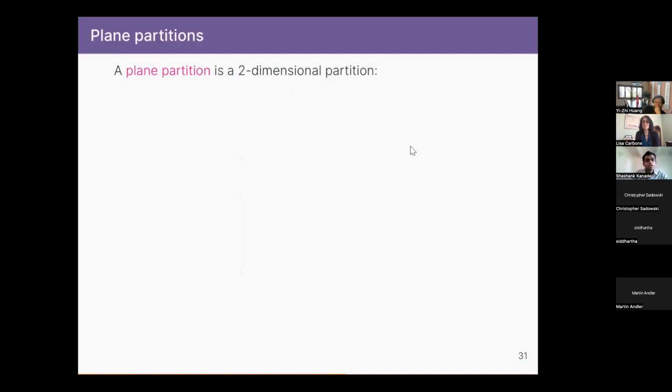Okay, so now let me tell you what a plane partition is. Instead of a linear partition, now it's a two-dimensional partition. So something like this. You take a partition and you introduce numbers in there which are weakly decreasing in columns and rows. Okay.